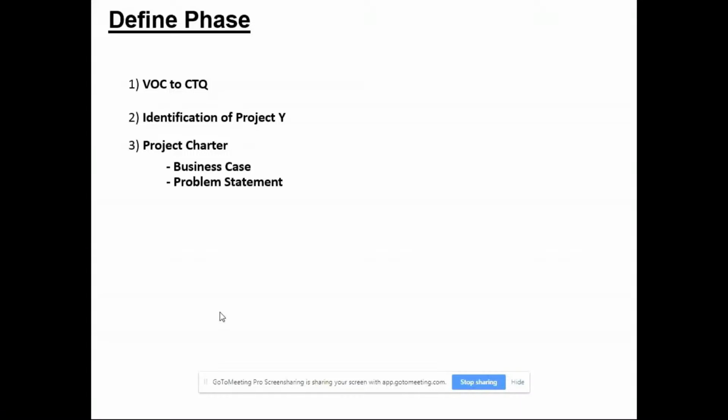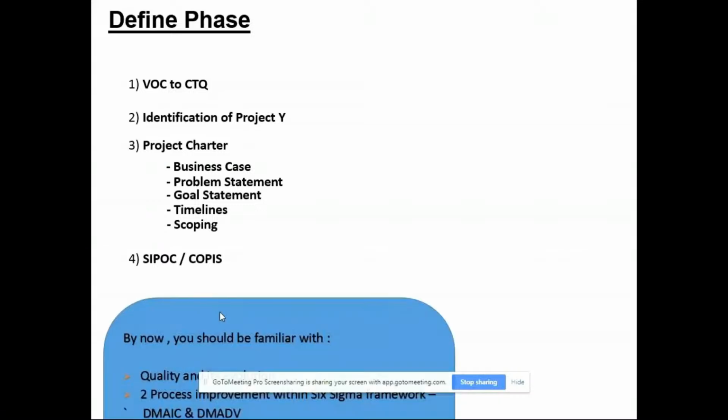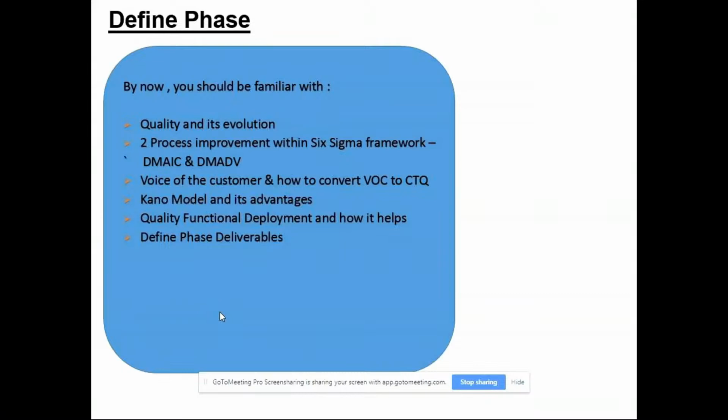Right. Okay. Timelines and scoping of the project. And then you would put together a SIPOC or COPIS. SIPOC stands for Supplier, Input, Process, Output and Customer. COPIS, if you spell SIPOC backwards, it is COPIS. Okay. So by now, these are the things that you should be familiar with.